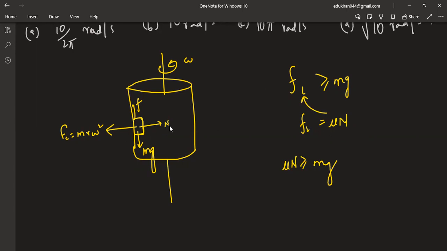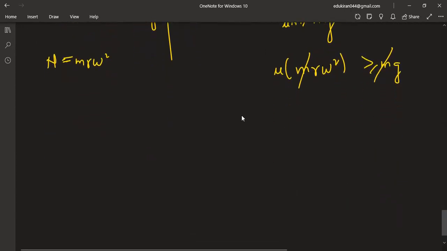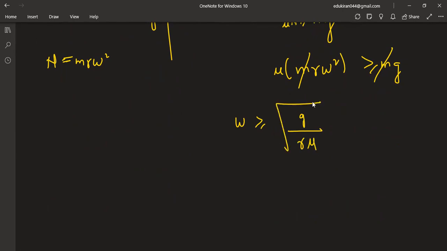And what is normal reaction this time? Normal reaction is balancing this. Normal reaction is equal to m r omega square. So this will be m r omega square greater than or equal to mg. Now from here, mass will get cancelled. We have to write omega, no? Omega will be greater than or equal to under root g divided by r mu.